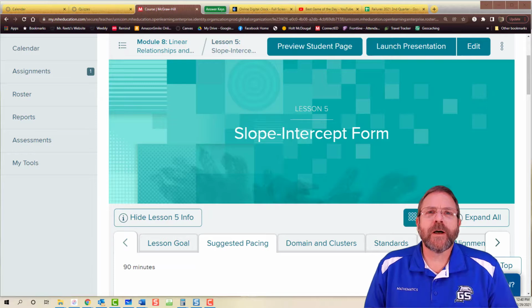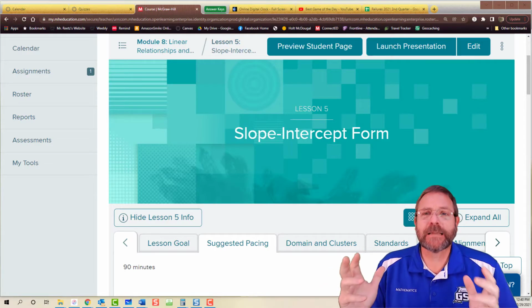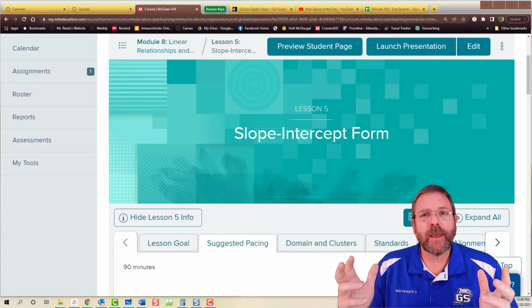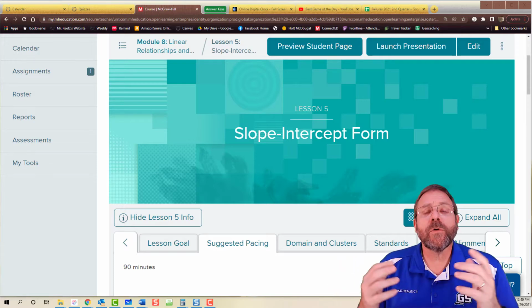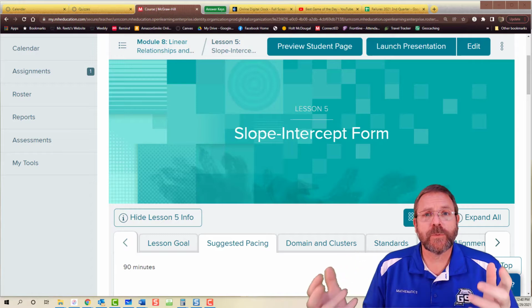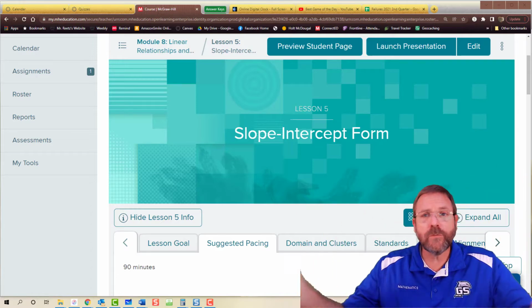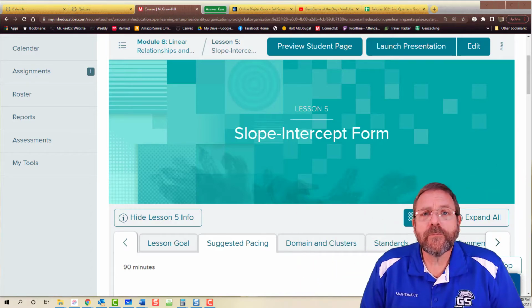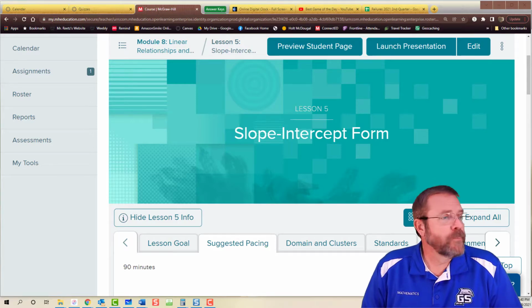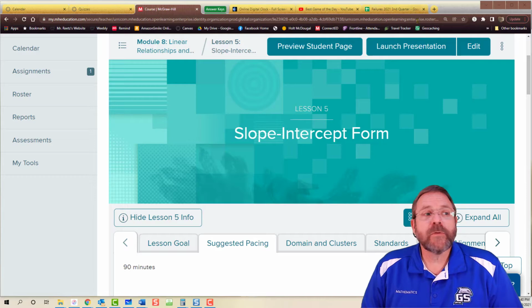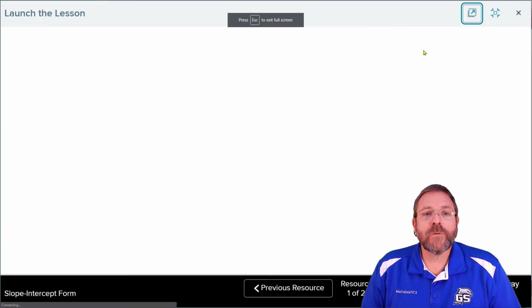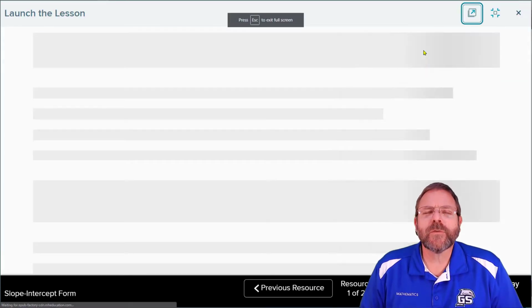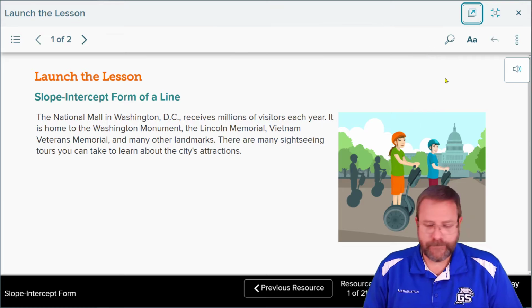Module 8, Lesson 5 covers slope-intercept form. This is one of the big concepts that you're going to learn in math this year, and you're going to carry it with you into algebra and algebra 2 and calculus and all those other things. Slope-intercept form, this is a biggie. This is something you really need to pay attention to. The pacing guide claims this is going to be a 90-minute long lesson, so they're saying about 2 days. We'll see how that ends up going.